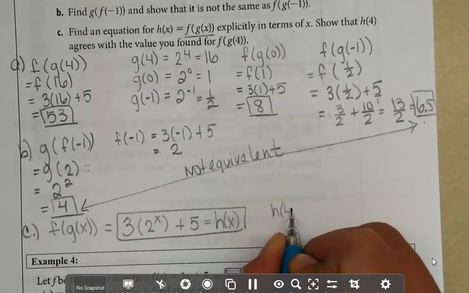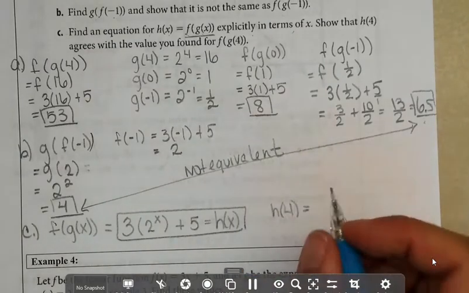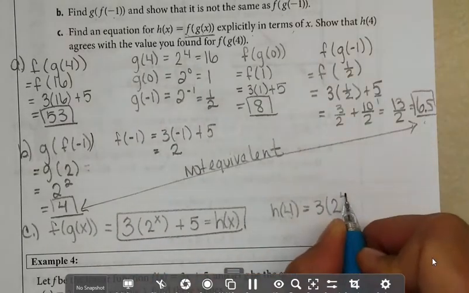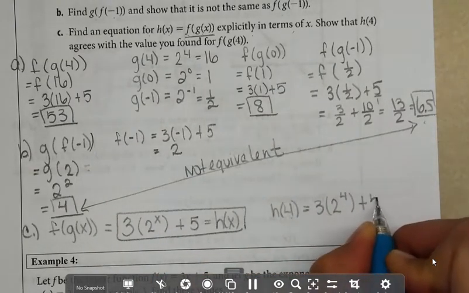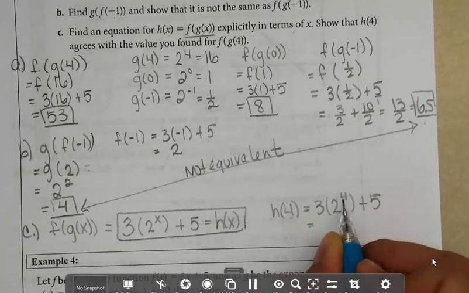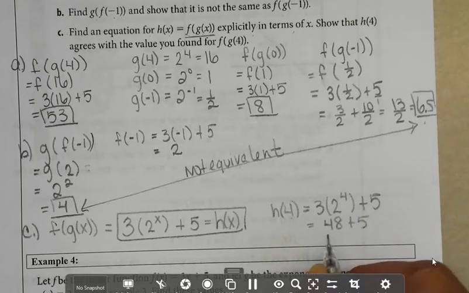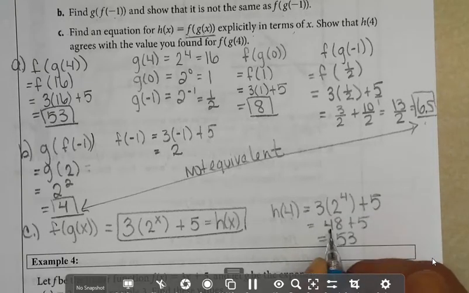So h of 4 is going to be 3 times 2 to the 4th, my 4 goes for my input, plus 5. So let's see, that's going to give me 16 times 3 is 48 plus 5, which is 53.